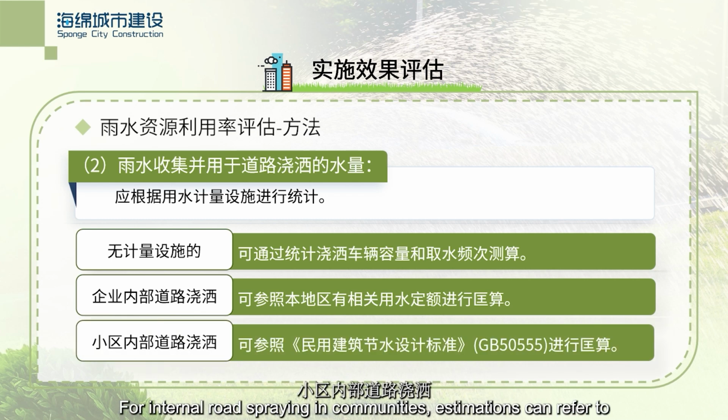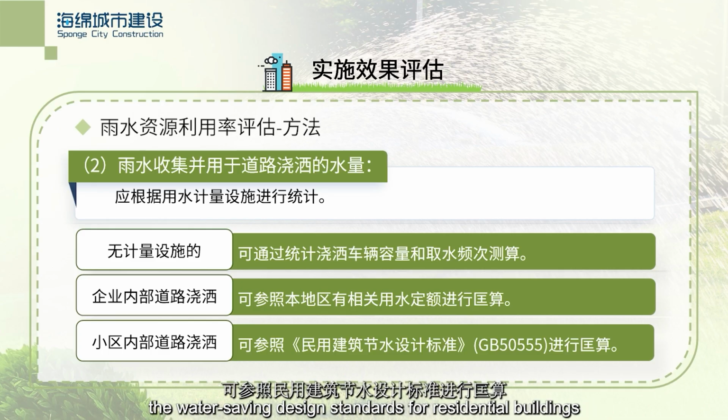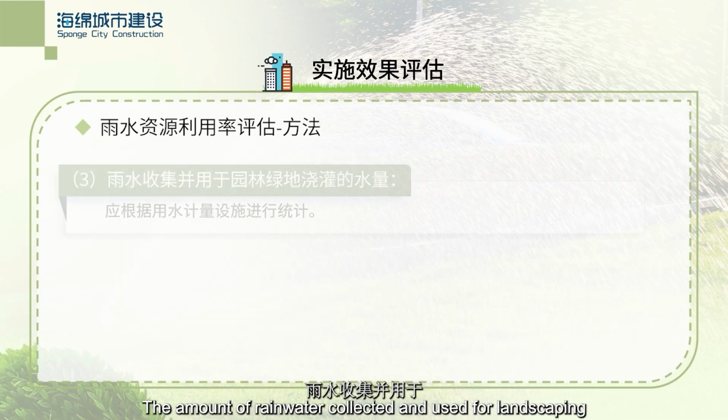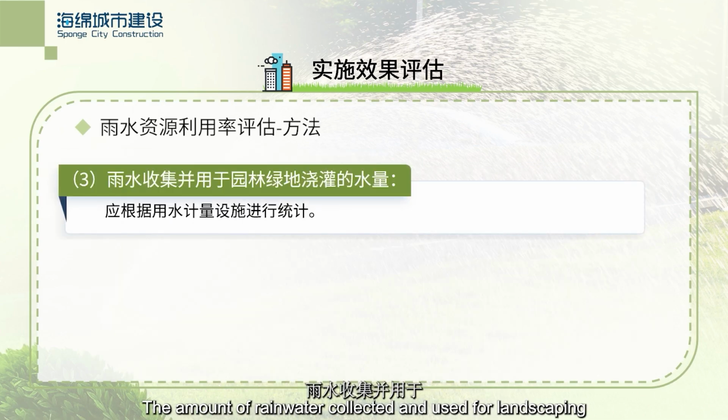For internal road spraying in communities, estimations can refer to the water-saving design standards for residential buildings. The amount of rainwater collected and used for landscaping.